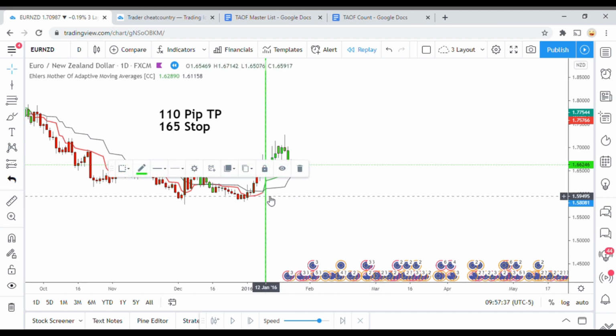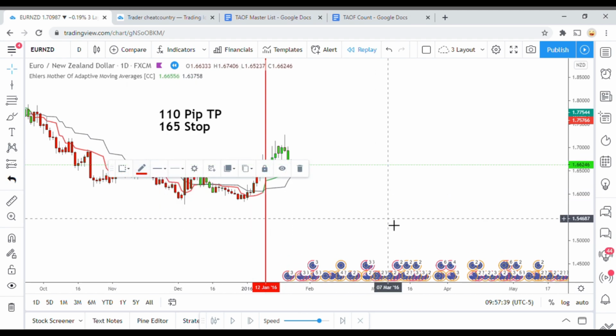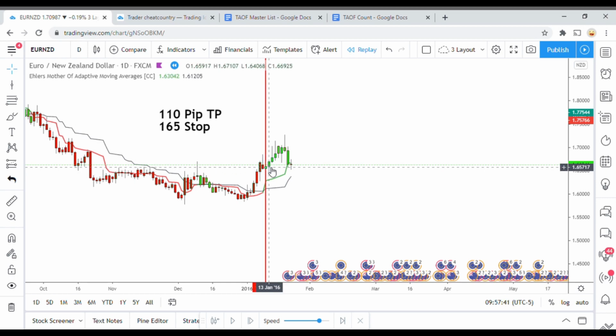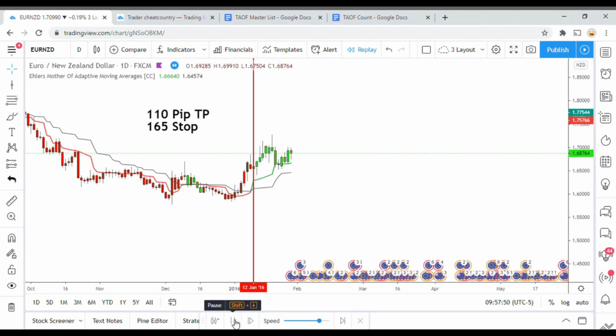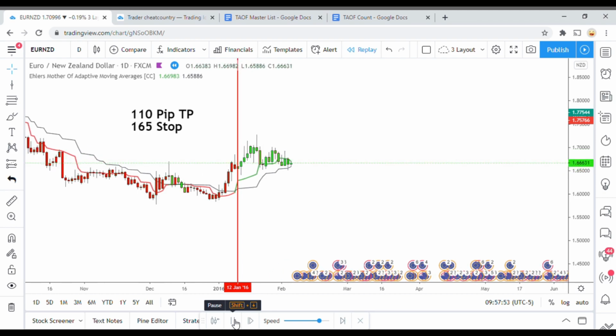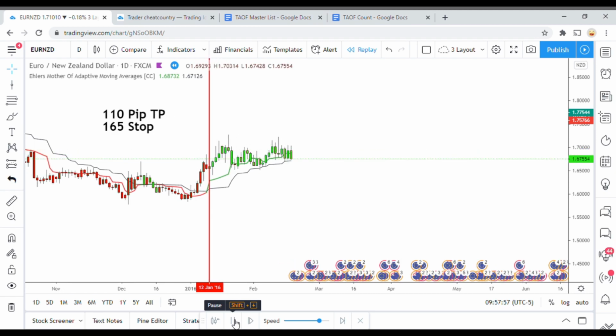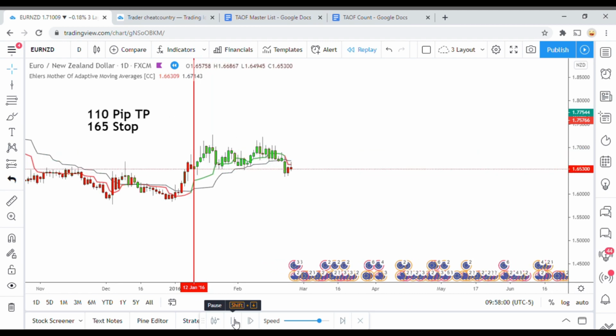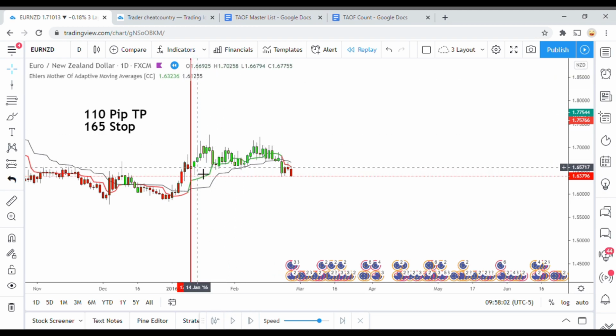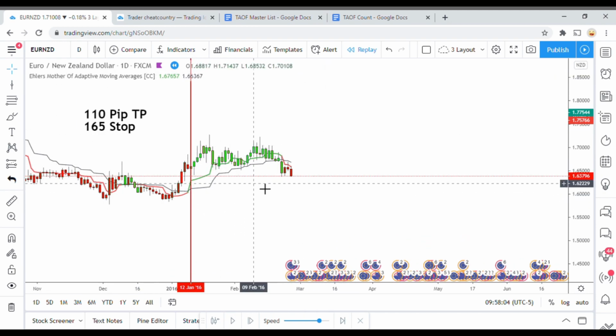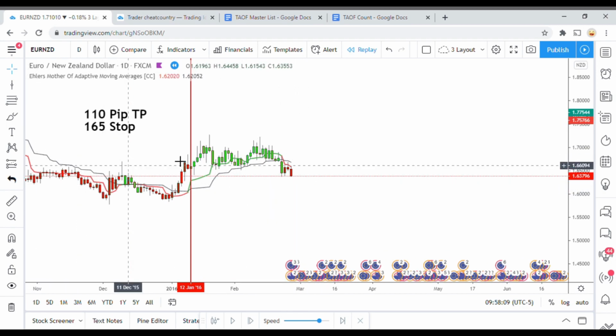Nope, unfortunately, that actually stopped us out on the drop of that wick to the lower side right there. So unfortunately, that would have been a losing trade. Keep on moving on here. It's a shame because on that one, if we wouldn't have got that long wick to the downside, we would have definitely got to take profit.